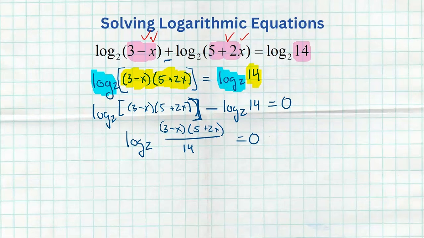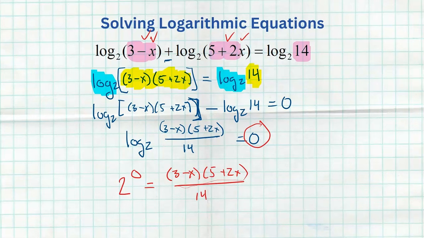So to do that, I'm just going to follow the definition. Base of 2 raised to my exponent, logs always equal the exponent, so my exponent is 0, equals the (3 minus x) times (5 plus 2x), all divided by 14. Now, 2 raised to the 0. Well, anything raised to 0 is a 1, so that turns into a 1.